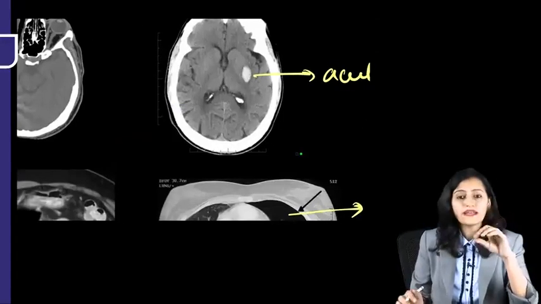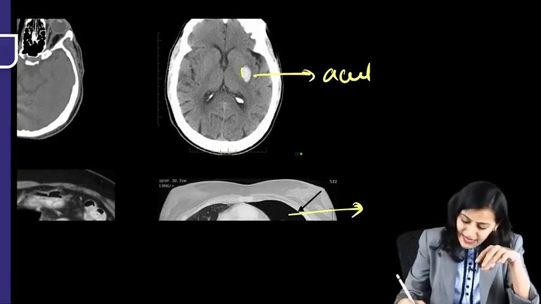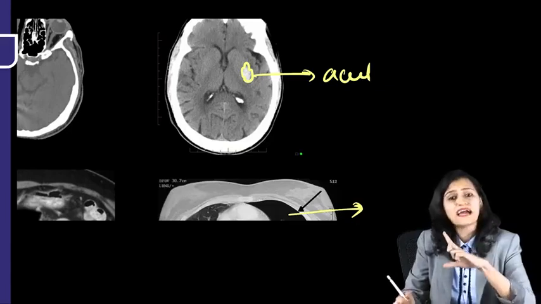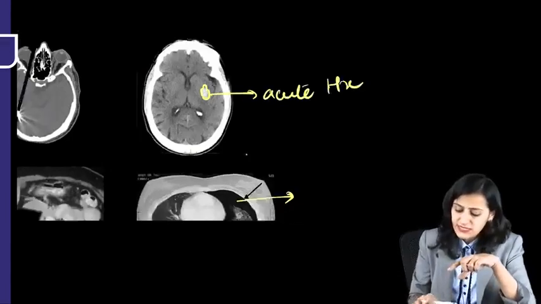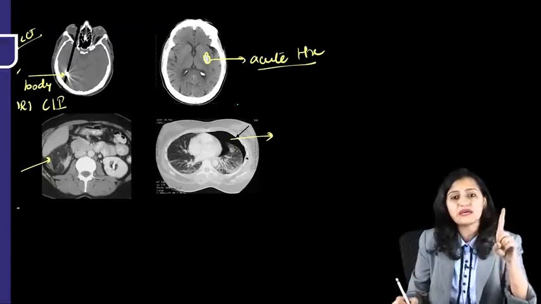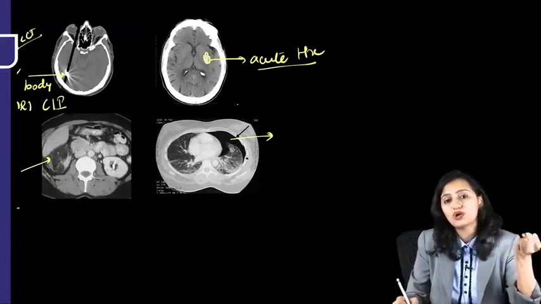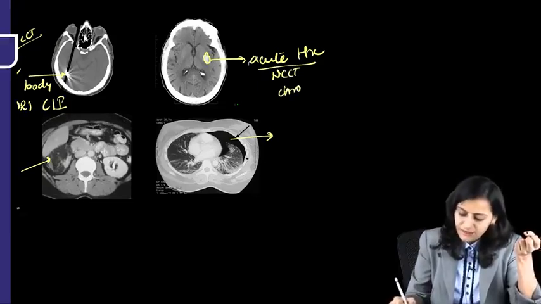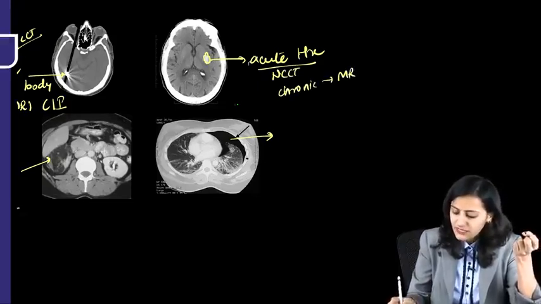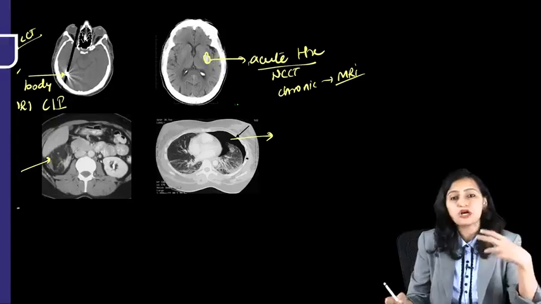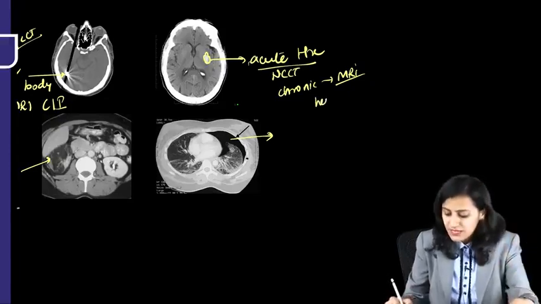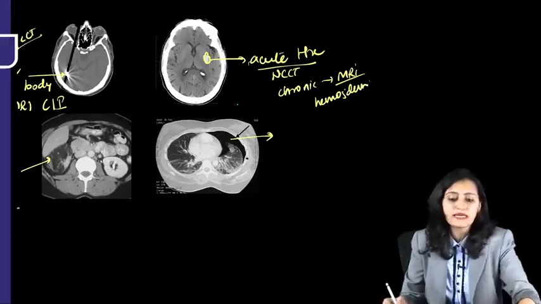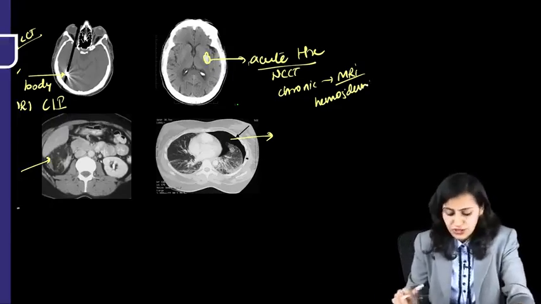Next one, what are we seeing here? On CT scan, this is a hyperdense pathology, white but not as white as bone. So this is acute hemorrhage. Acute hemorrhage and calcification appear white on non-contrast CT. So for acute hemorrhage, it is non-contrast CT. For chronic hemorrhage, the investigation of choice is MRI because it helps us pick up the hemosiderin in the chronic hemorrhage. The iron component there helps us pick up the hemosiderin component.